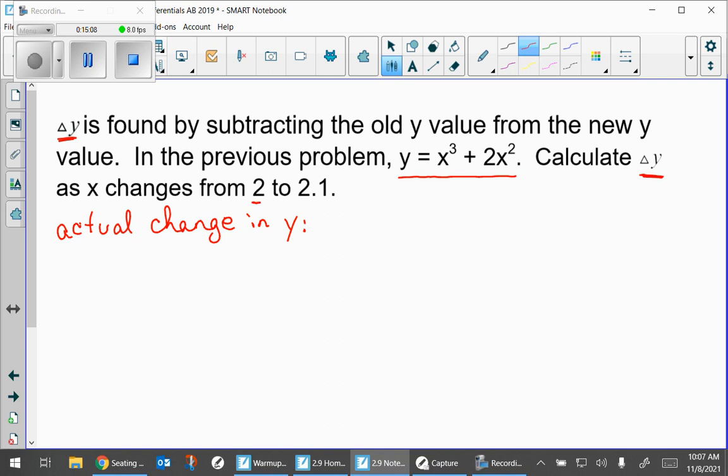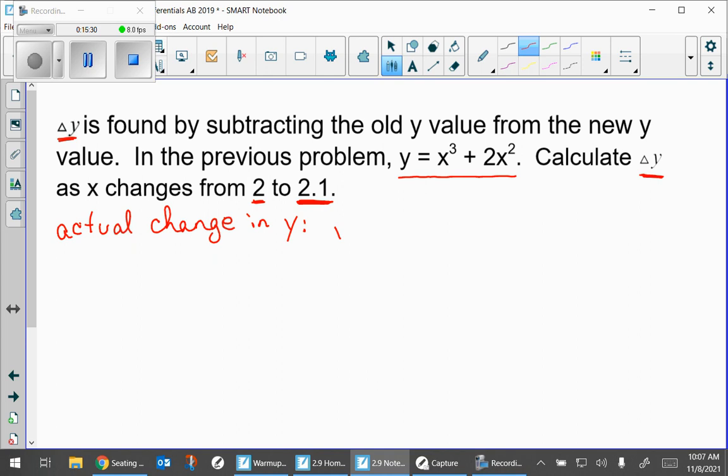As x changes, starts at 2. How big is the delta x here? Yeah, we're changing by 0.1, just like we did in the last one. Our small change in x is 0.1. So what's going to be the change in y? Well, here's how we're going to find delta y and how it's different from dy.